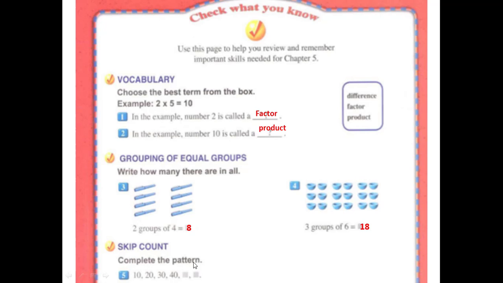Here is complete the pattern. Okay, it's 10, 20, 30, 40, 50, 60. It's multiplied with 10, guys. 10, 20, 30, 40, 50, 60, 70, 80, 90, 100. This one is skip count 10, sorry. 3, 13, 23, 33, 43, 53, 63, 73, 83, 93.